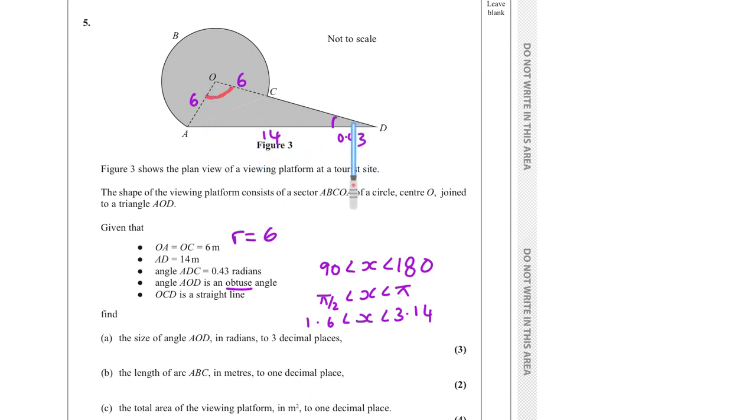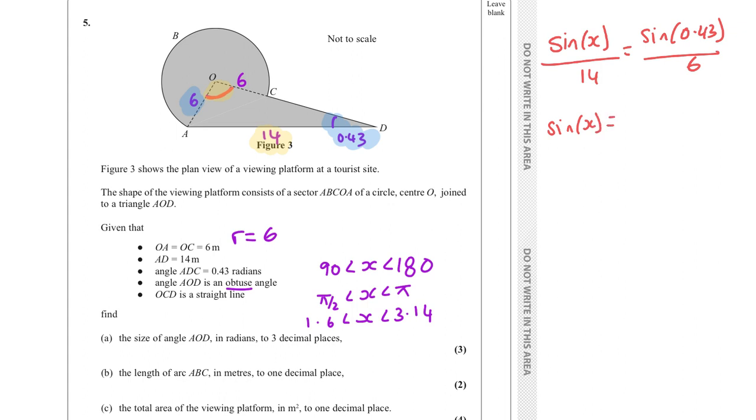So what I'm going to do is, that is opposite to that and that is opposite to that. I'm just going to use sine rule. Yeah, because 6 is opposite to this angle and this is opposite to 14. So I can use sine rule. So sine of x over 14 equals the sine of 0.43 over 6.